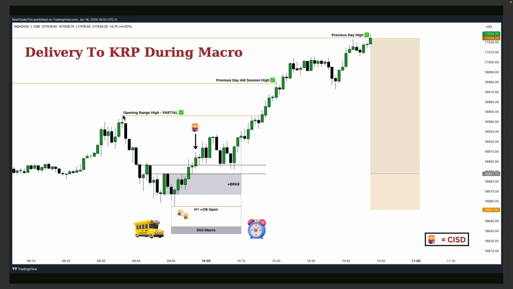You can scalp it here and take it all off, or you can take a partial there. You can hold partials for what was here, previous day AM session high, so a session high, right? And then previous day high, that could be your terminus. So this logic repeats over and over and over again.